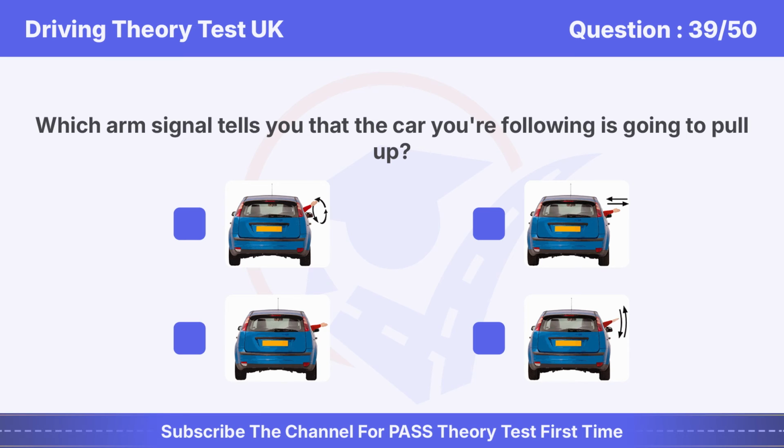Question 39. Which arm signal tells you that the car you're following is going to pull up?